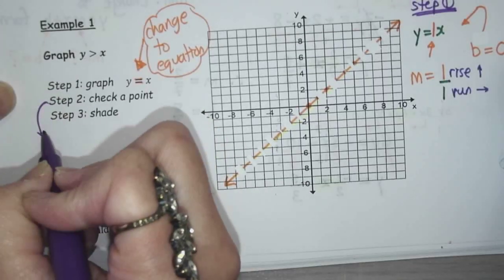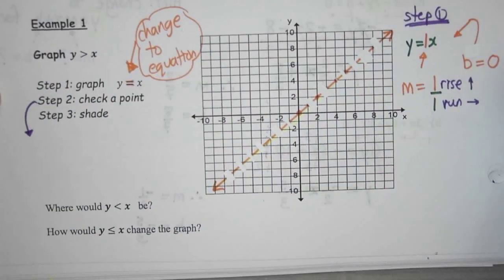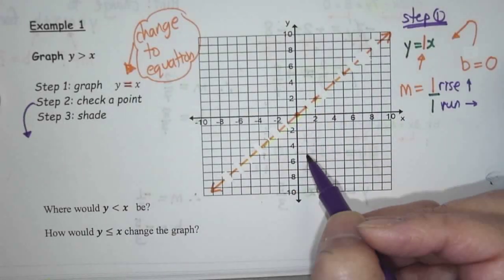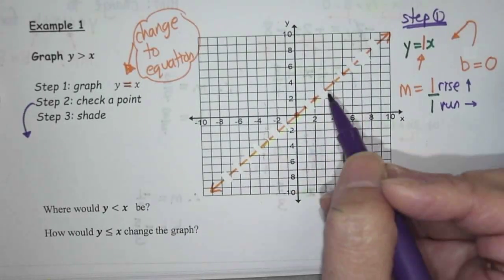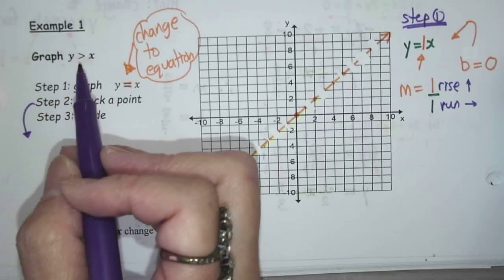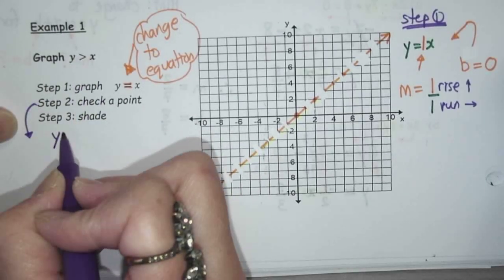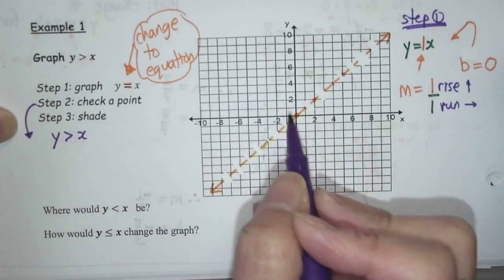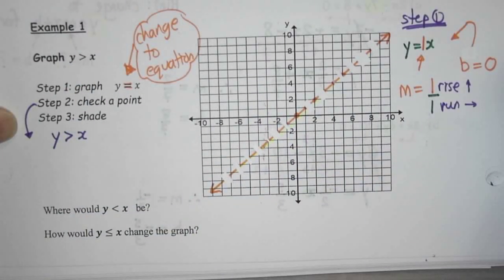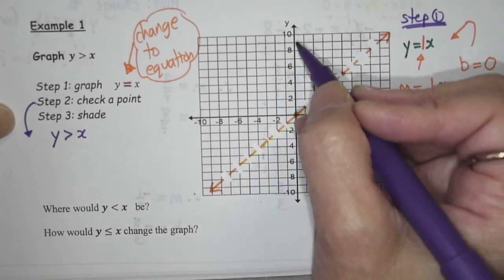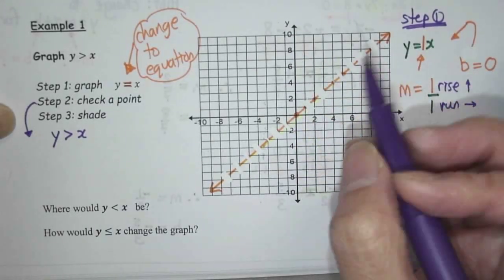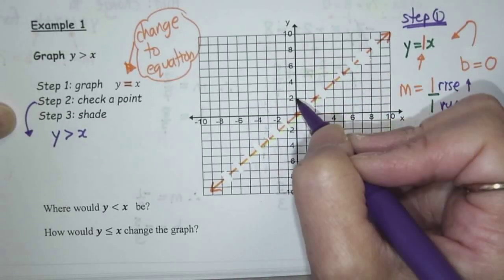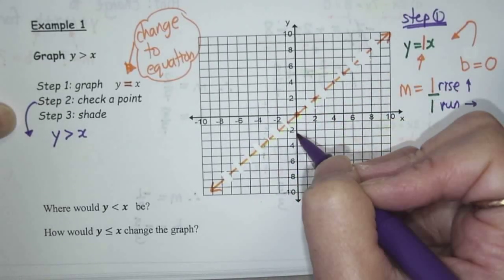So this step here, I'm going to take it over here. I'm going to check a point. What does that mean? That means check any point that you want and sub it into this equation, the y is greater than x equation, and then you decide if it should be shaded above or below. I would check a point somewhere on the y-axis. Any point will do. I want to see if this point should be shaded or this point should be shaded.